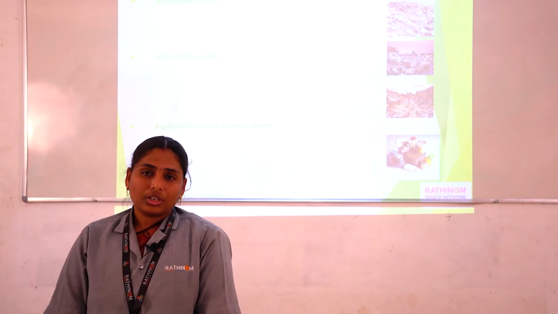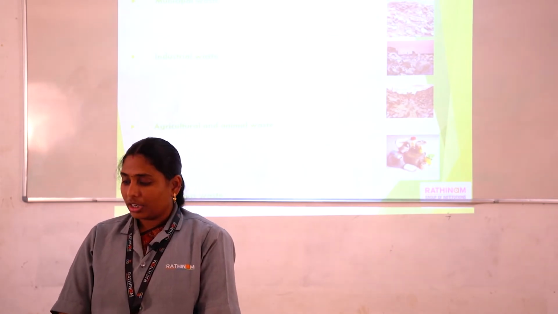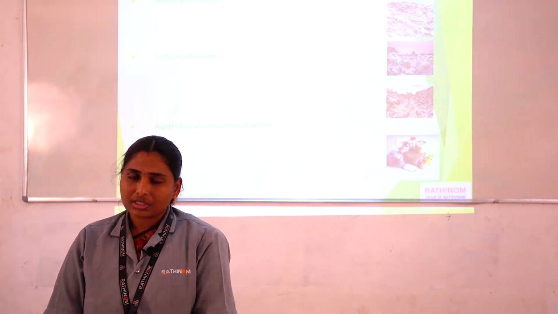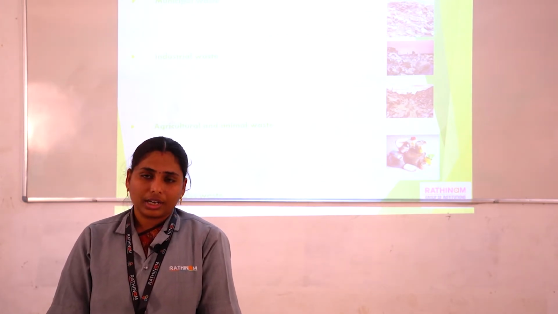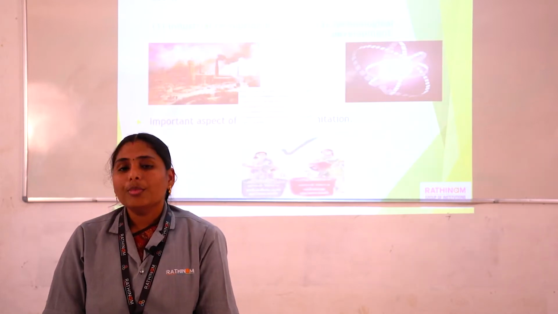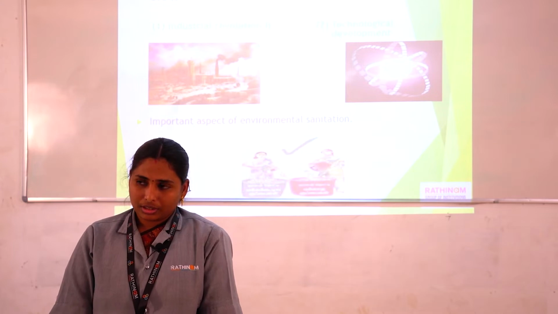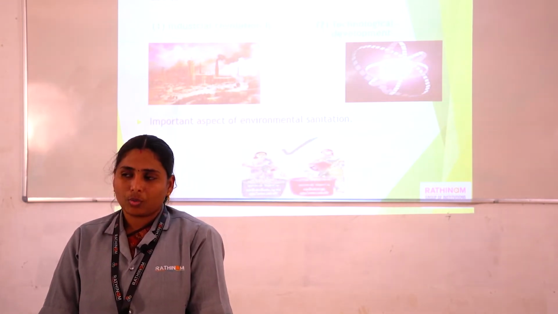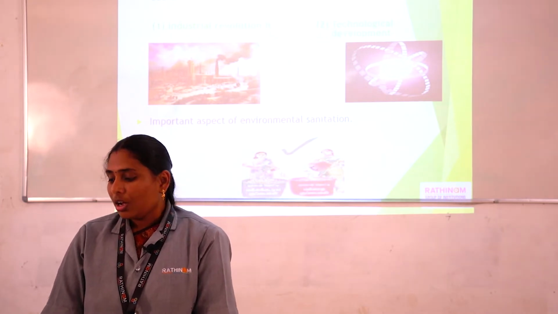Based on this, solid waste can be categorized into four types, that is municipal waste, industrial waste, agriculture and animal waste, and finally hazardous waste. Before going into the solid waste management system, first we want to know why it is important and why we should maintain solid waste.